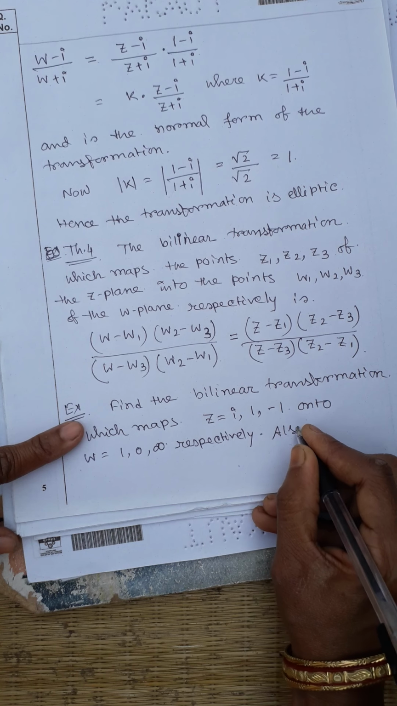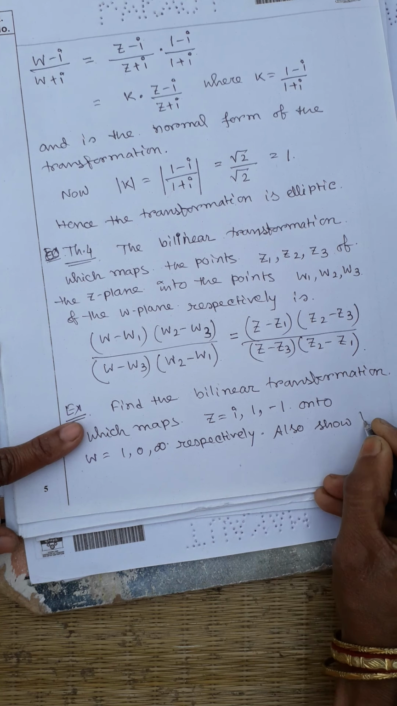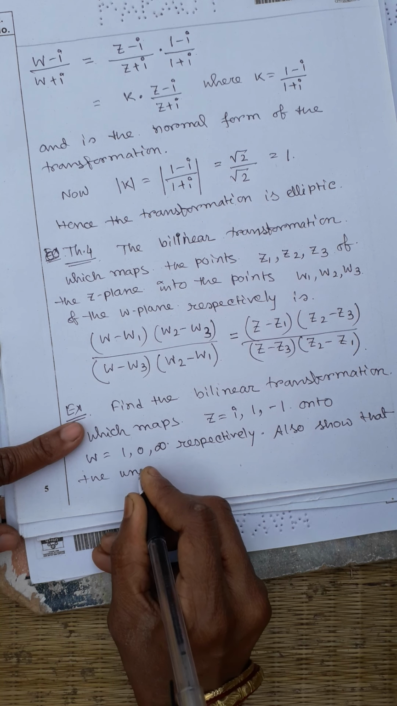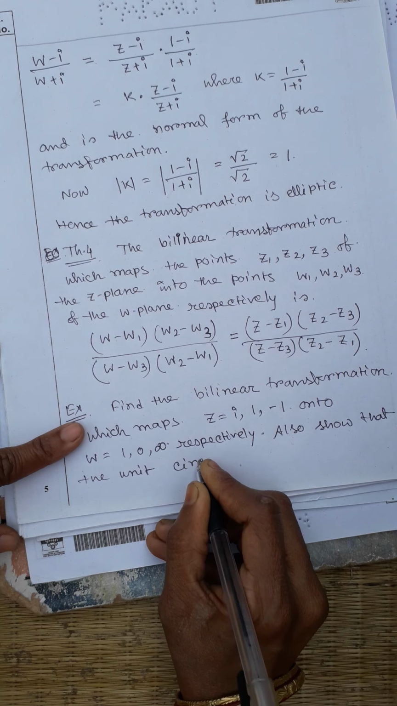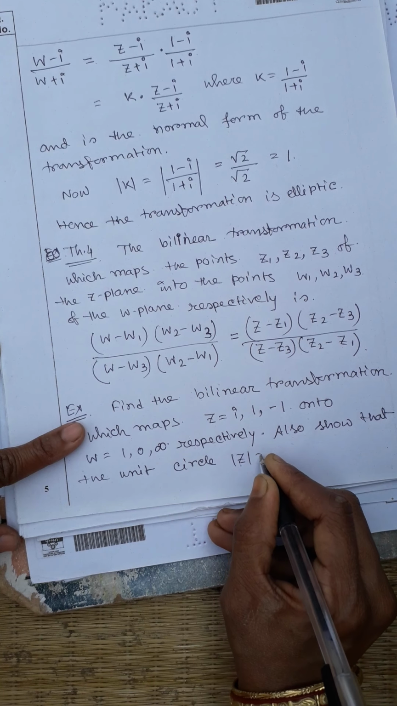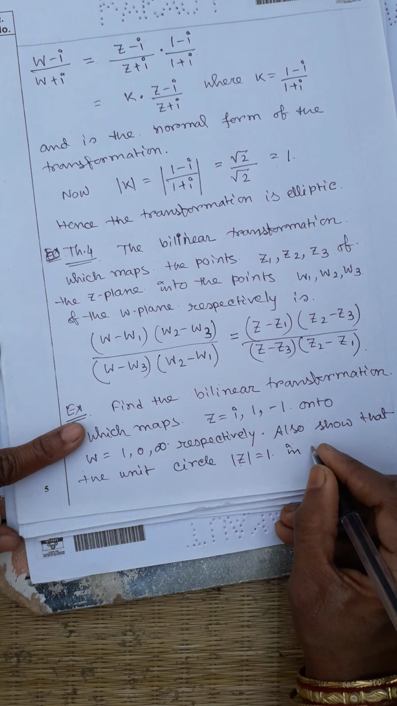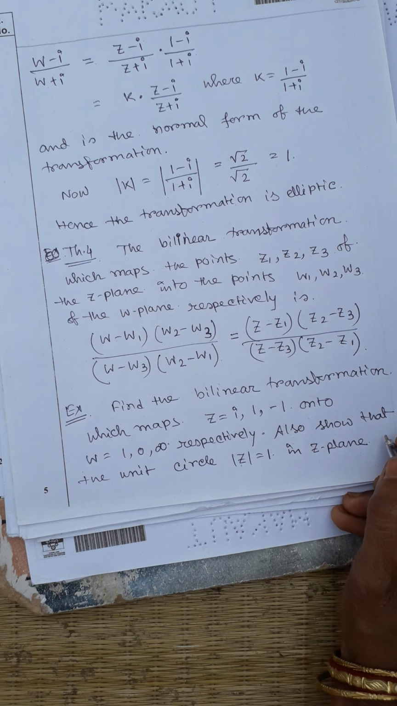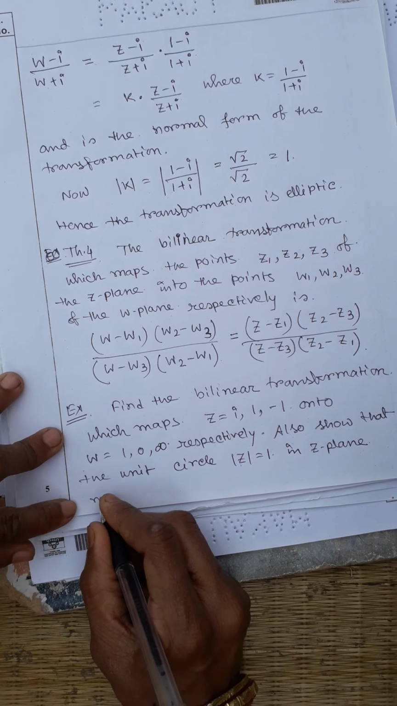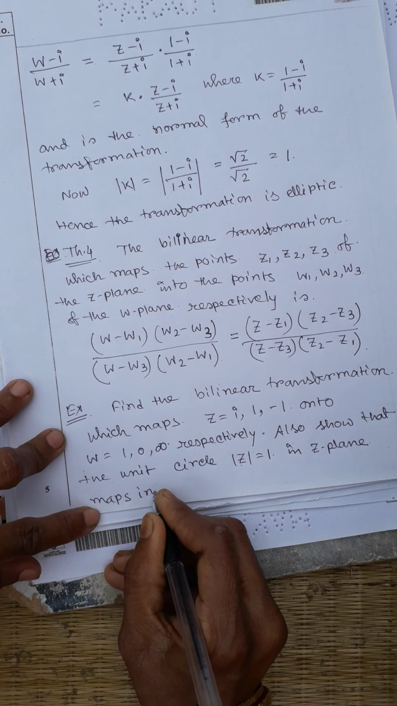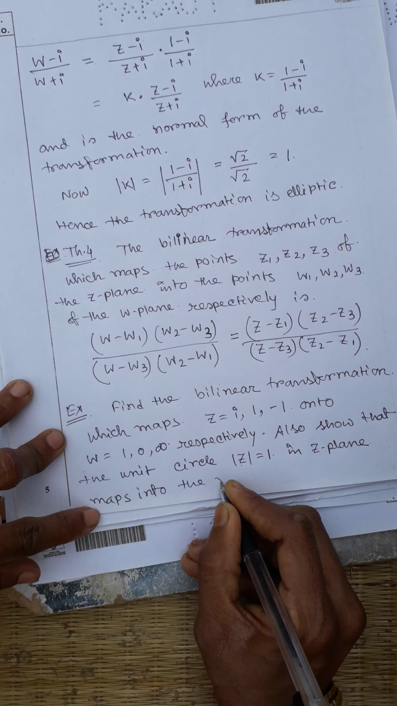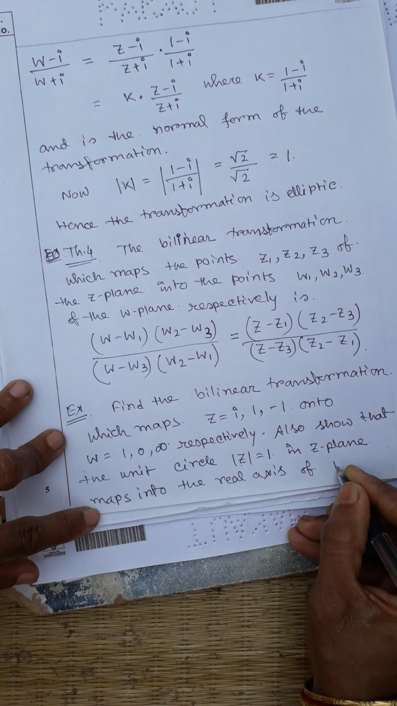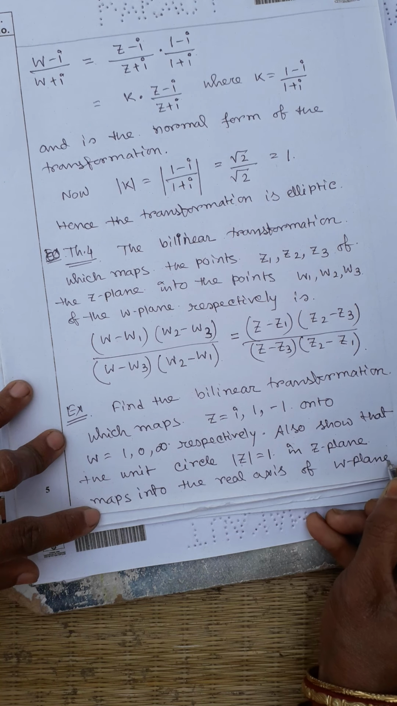Also, so that the unit circle mod z equal to 1 in the z-plane maps into the real axis of the w-plane.